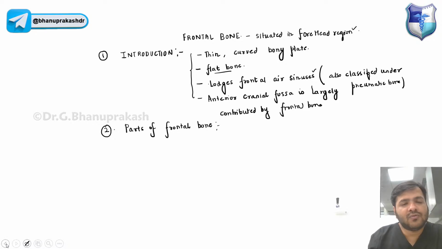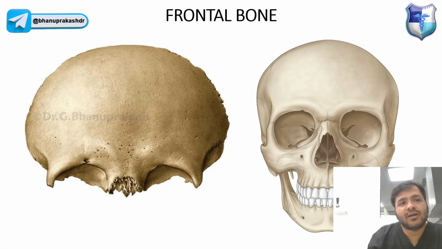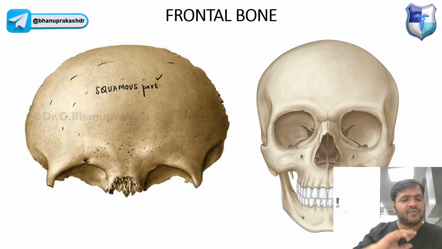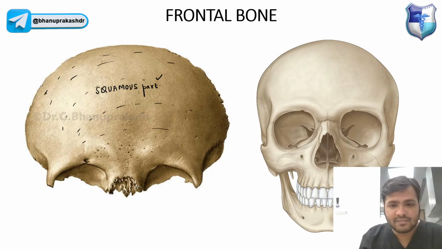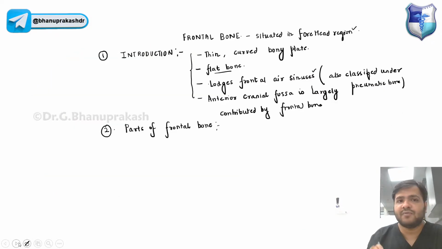Now guys, you already know we have a main part of the frontal bone, this entire curved part. That is called the squamous part of the frontal bone. You can see it is maximum in area. That is why, remember, the squamous part is also known as the main part of the frontal bone.